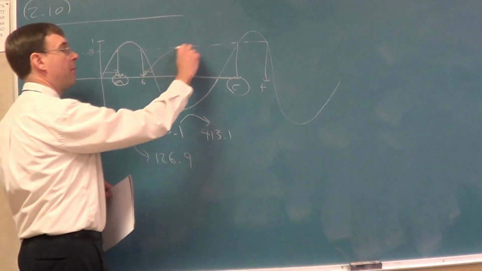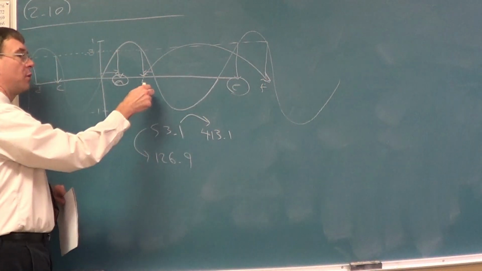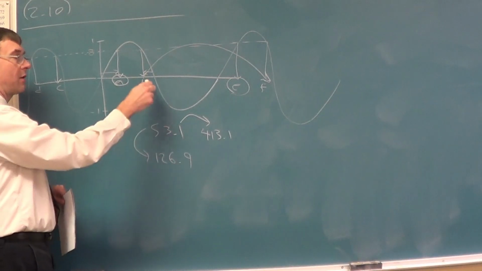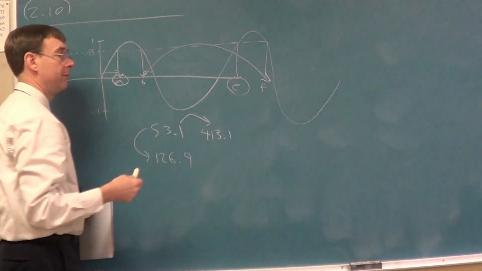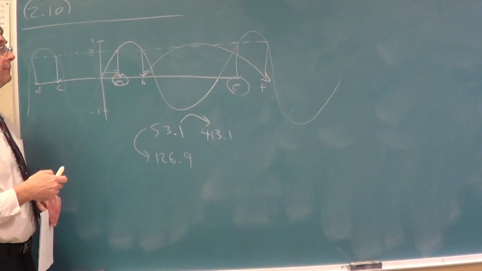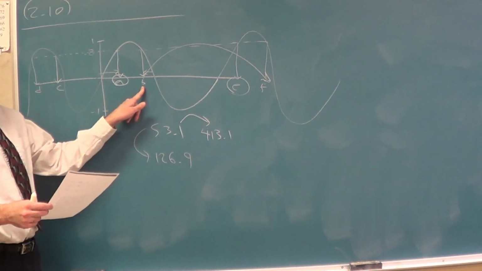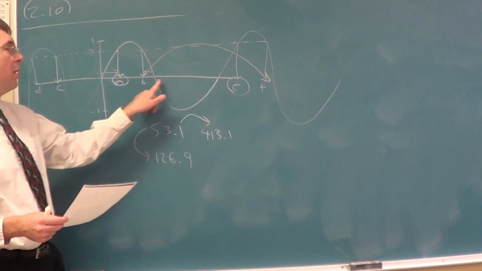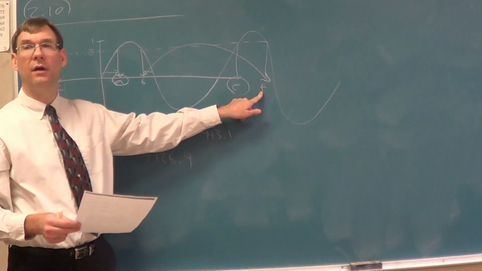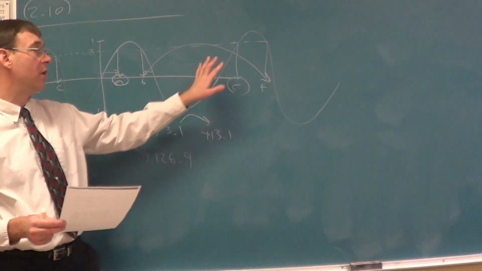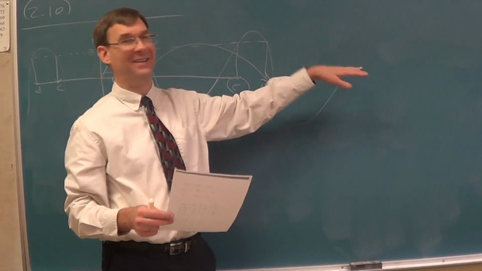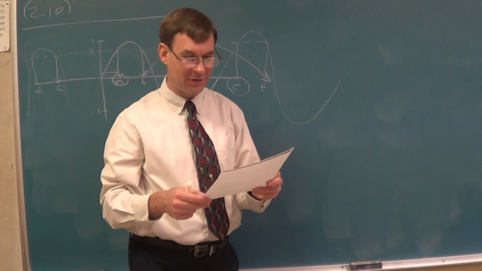How could I make a hop from B to F? Now that we knew B was this, how could I hop from B to F? Any insight in that? If I know B, how could I hop to F? Add 360 again. What if I wanted to make another hop? Add 360 again. We can do this forever.